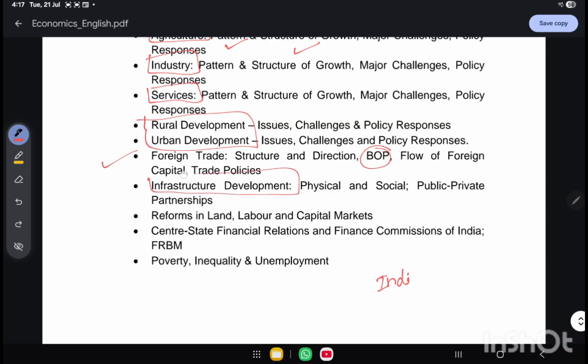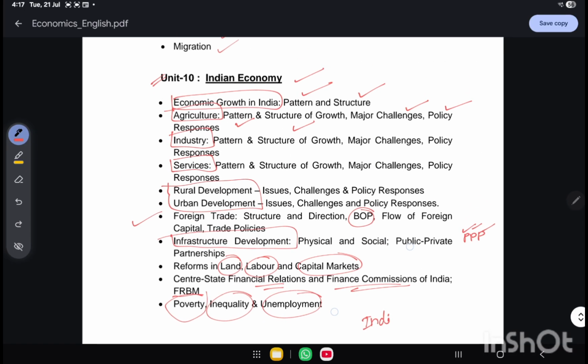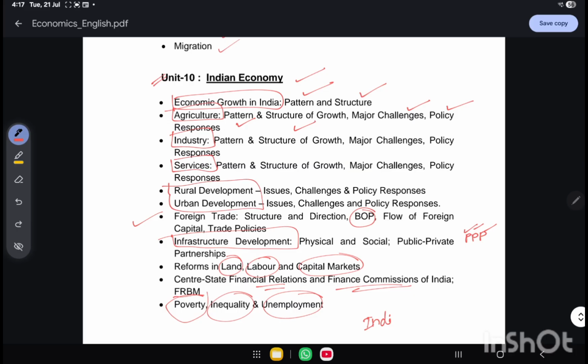And related to infrastructure development, it might be the PPP, that is public private partnerships, or what are the reforms that happened in the land, labor, and capital markets. Okay, and related to the Finance Commission of India, you're going to study about the FRBM. There is an FRBM Act also, and you're going to study about center-state financial relations. Okay, and you're going to connect poverty, inequality, unemployment in the Indian economy. So this is just the syllabus for paper 2.